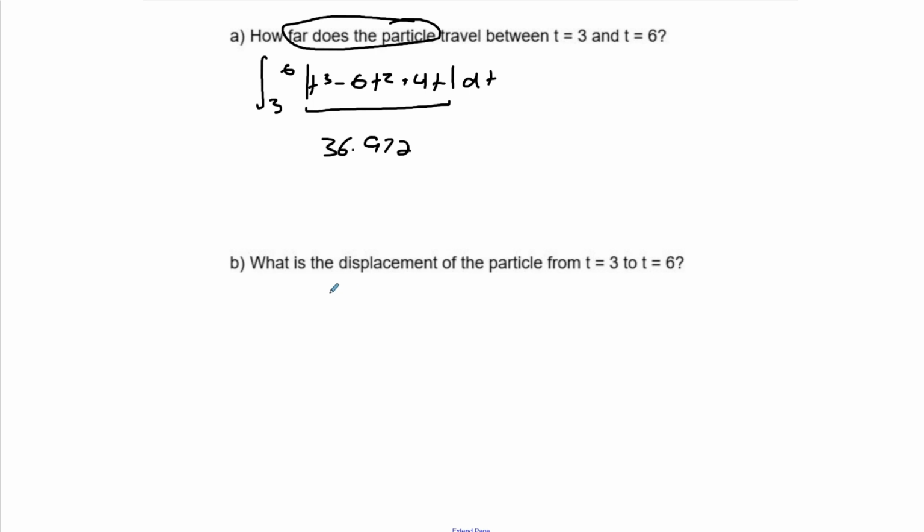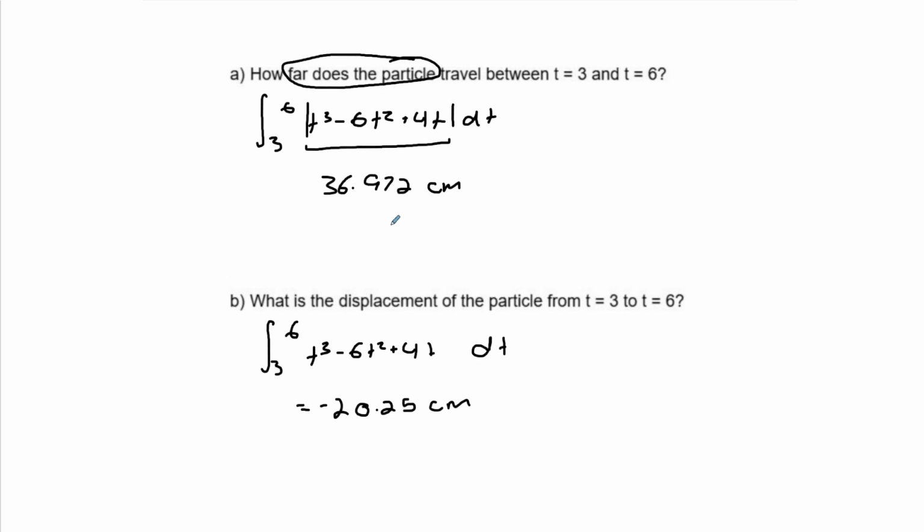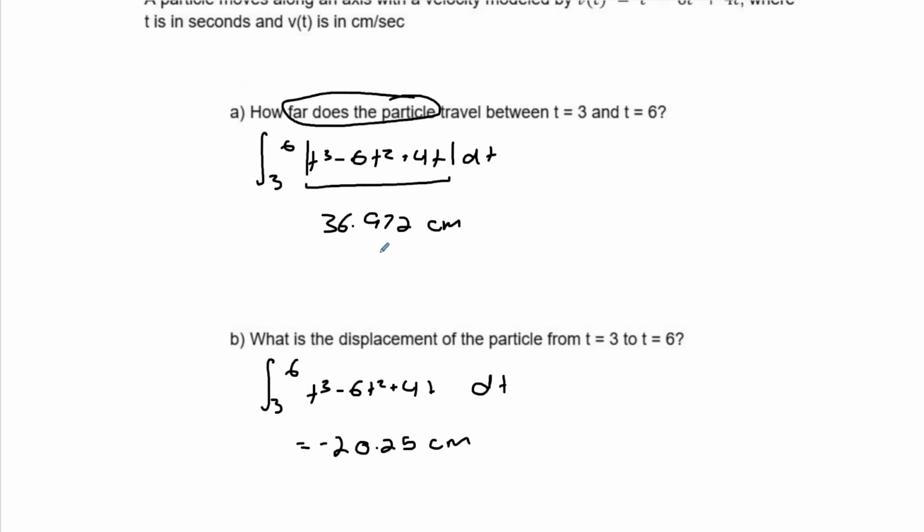Okay, now we are asked what is the displacement, right? And I should put cm here. So what is the displacement? Well, that's just going to be the integral from 3 to 6 of t cubed minus 6t squared plus 4t without the absolute value, because now we're asked for displacement. And if you then put this into a calculator, you're going to get negative 20.25 centimeters. So what you see is these are two different values, okay? You need to make sure that you're being careful.